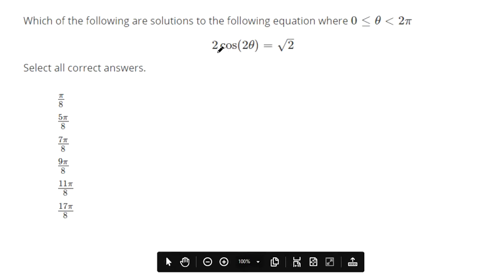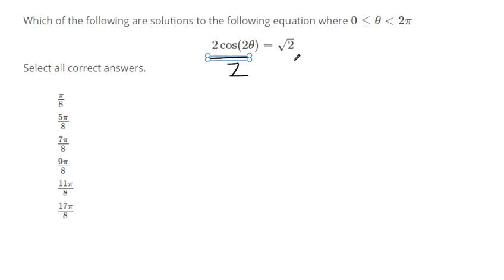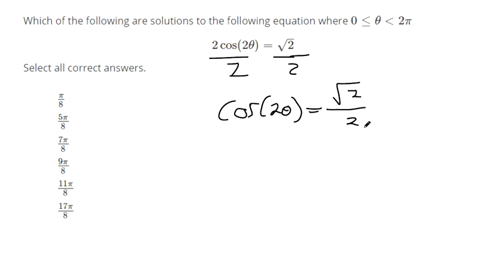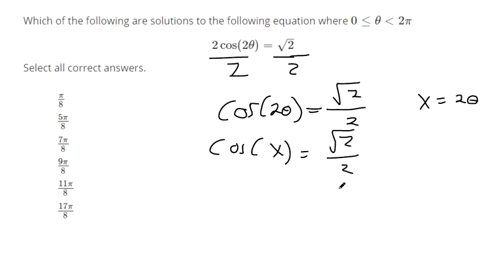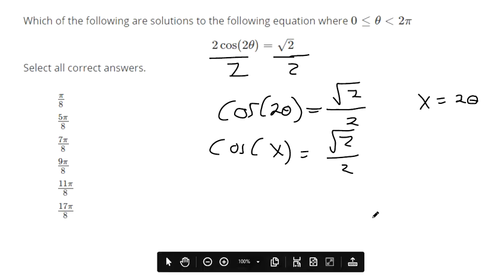Let's solve this like we usually do. Let's divide 2 from both sides to get the trig function by itself. That's going to be the square root of 2 over 2. And then let's make a quick substitution. Let x be 2 theta. So now this is cosine of x equals the square root of 2 over 2. And we can evaluate this from known trig values.